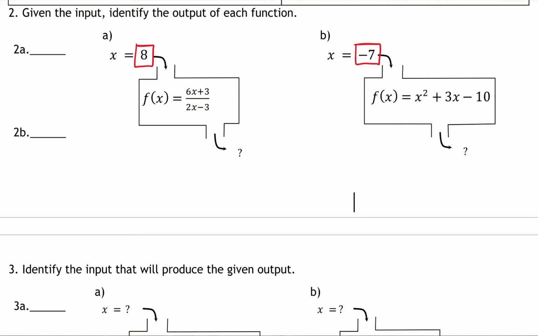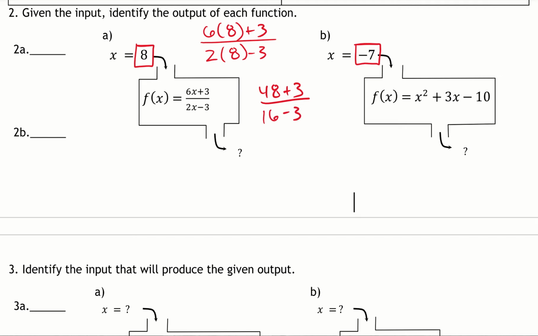The numerator of this function is 6 times the number 8 and then plus 3. The denominator of that function is 2 times, again, 8 is my input, and then minus 3. 6 times 8 is 48. So I'm looking at 48 plus 3 in the numerator. And on my denominator, I'm looking at 2 times 8 is 16, and 16 minus 3.